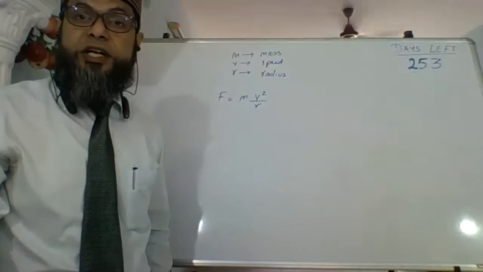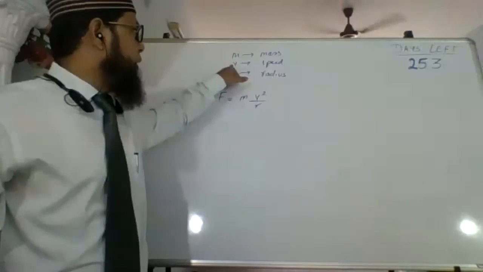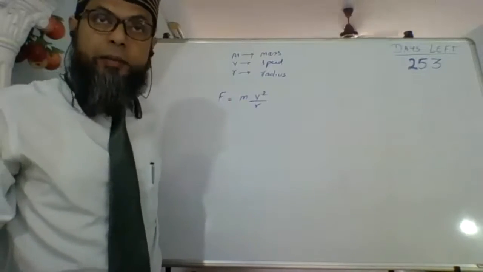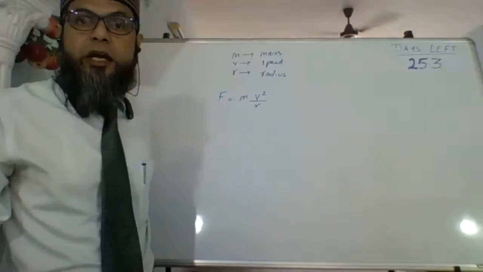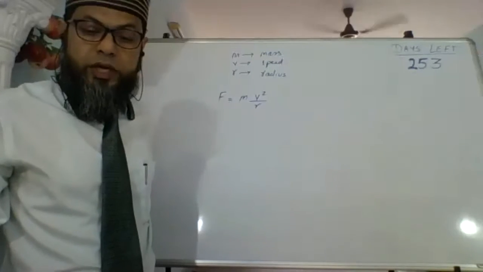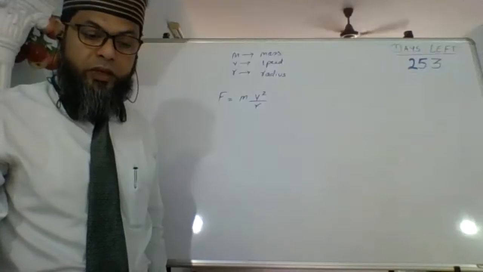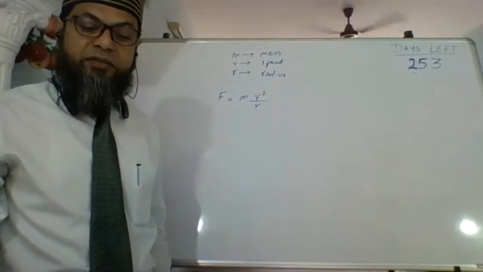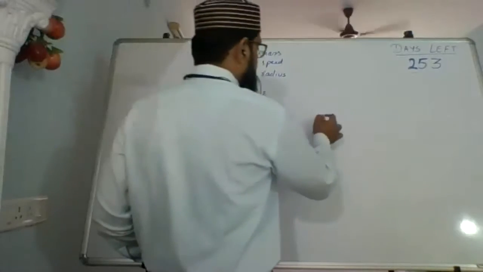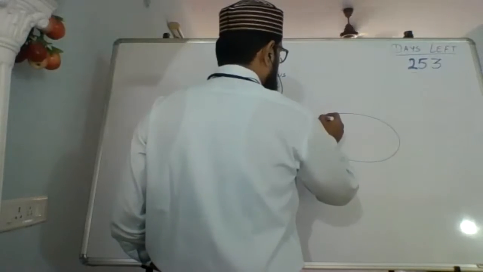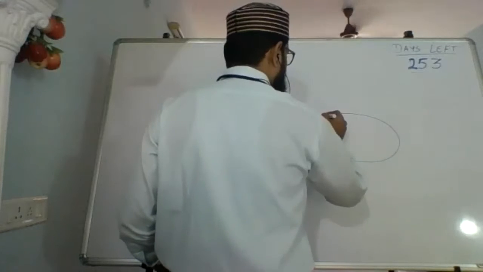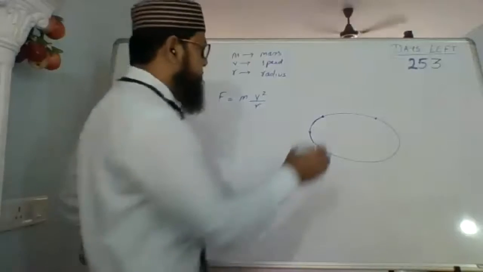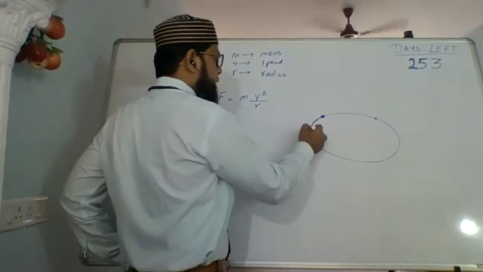Now, how do we denote this speed for planets? This speed can be denoted in terms of the period of revolution, that is T. The distance traveled by the planet in one revolution starts from here and comes back over here.